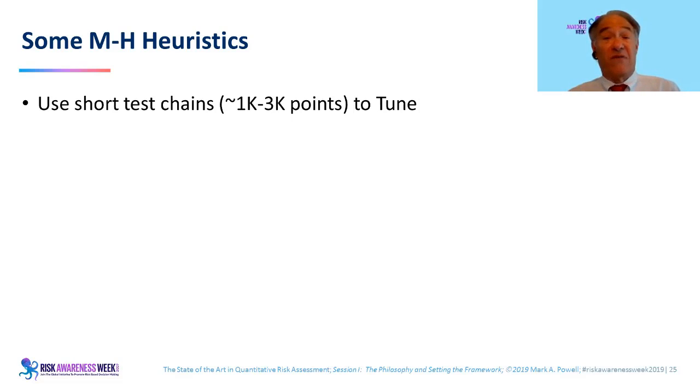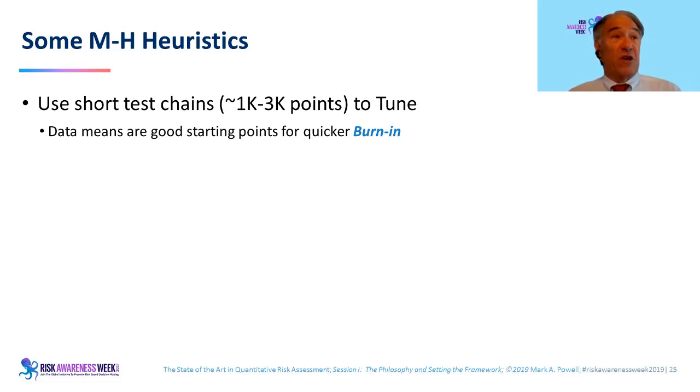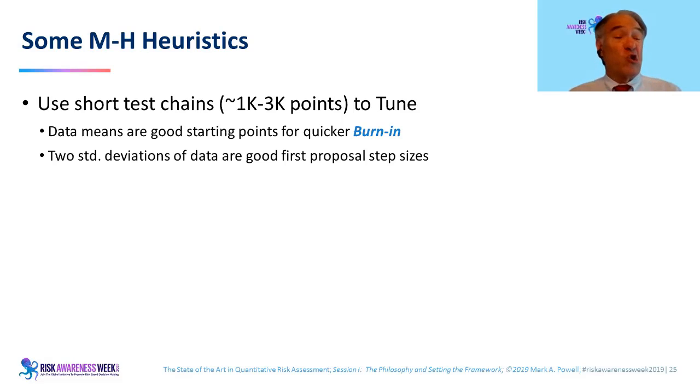10,000 points if it runs very, very quickly. The data means, if you can take the mean of the actual event data or observed data, they're good starting points for a quicker burn-in. Okay. 2 standard deviations of the data, the event data, are really good first proposal step size. You just don't come up with it out of the clear blue sky.